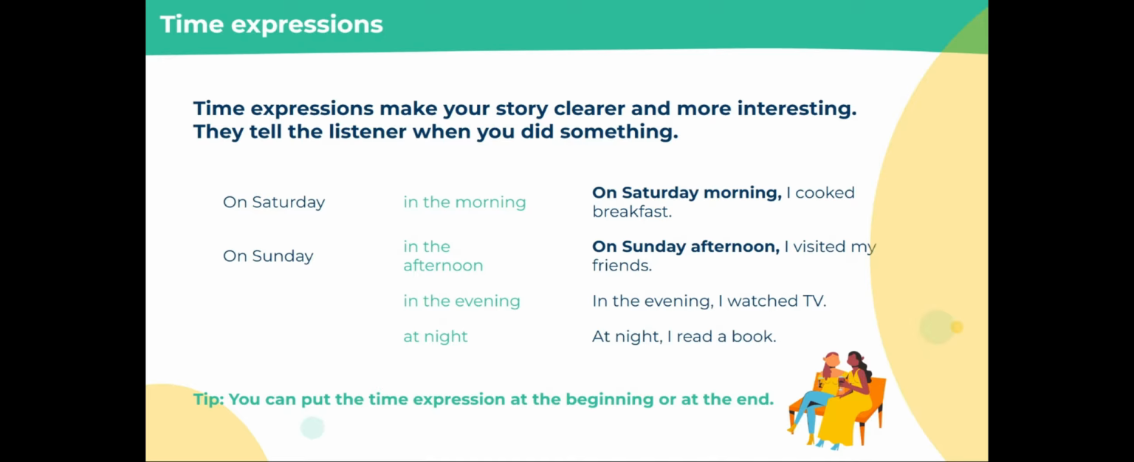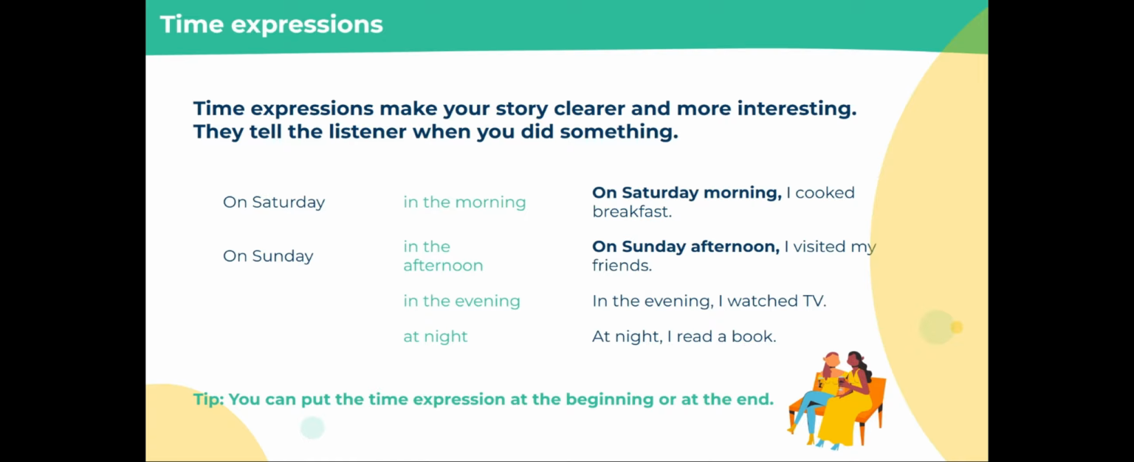We've got some examples here related to the past weekend. For example, on Saturday or on Sunday, we could say in the morning, in the afternoon, in the evening, or at night. Okay, so with some examples, on Saturday morning, I cooked breakfast. On Sunday afternoon, I visited friends. In the evening, I watched TV. At night, I read a book.